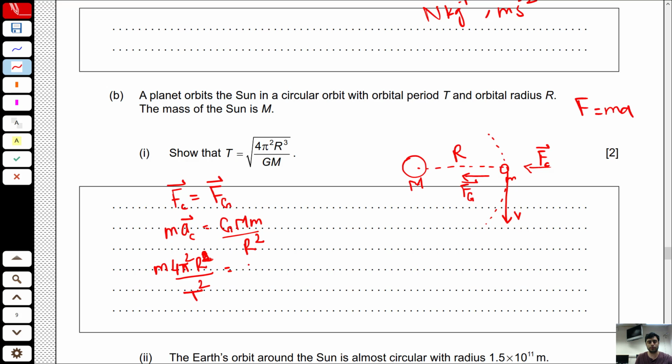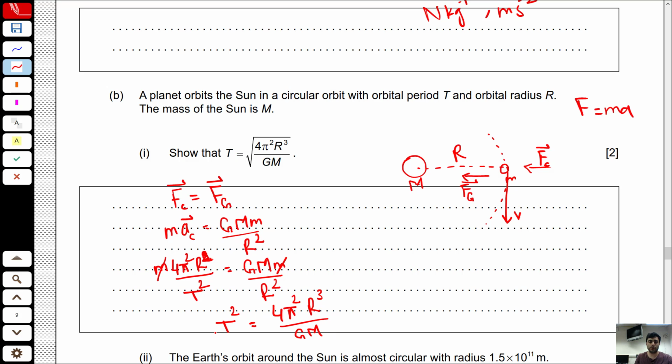Equals to GMm over r squared. These two masses can be cancelled out. Just rearrange the equation to make T squared the subject. So T squared is equal to, let's do cross multiplication, 4 pi squared, r squared times r is r cubed, divided by GM, which goes down there.